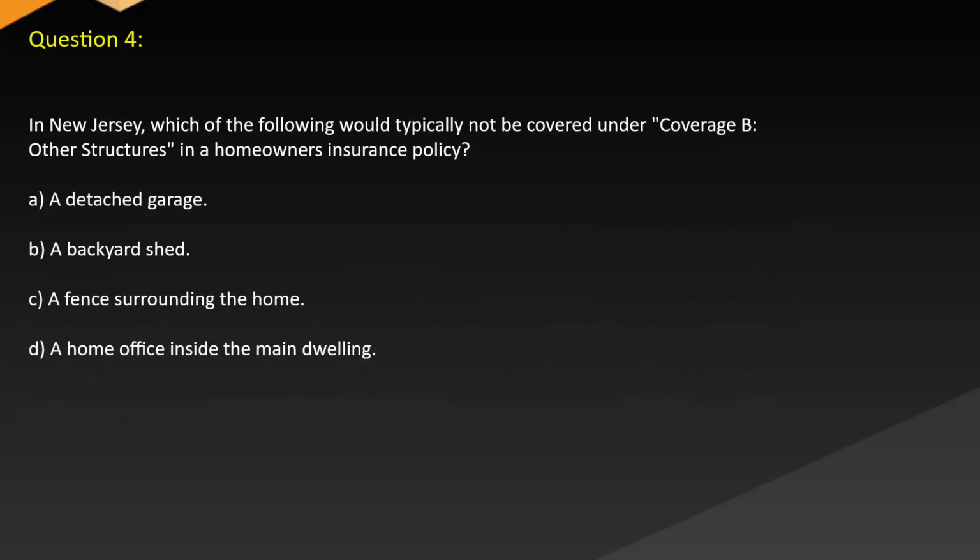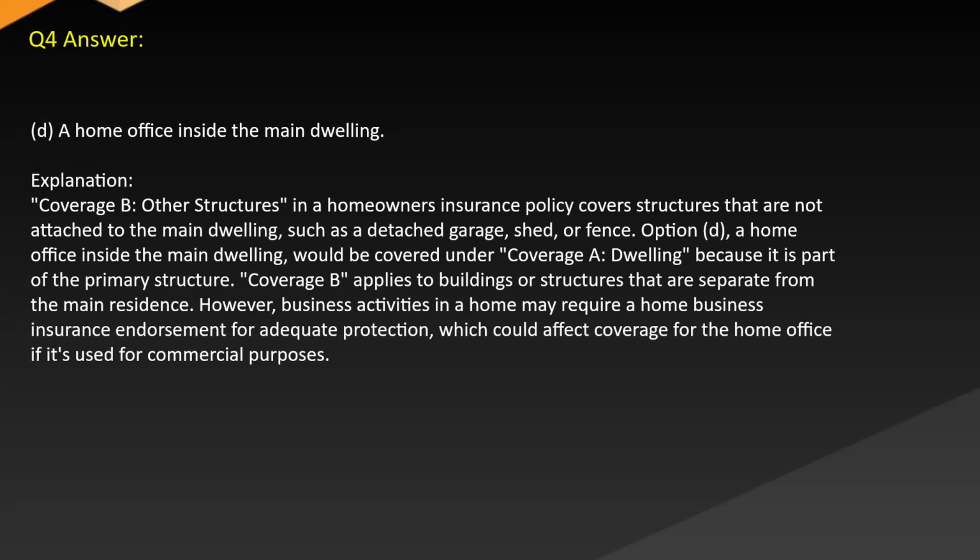Question 4. In New Jersey, which of the following would typically not be covered under Coverage B, Other Structures, of a homeowner's insurance policy? A. The detached garage. B. A backyard shed. C. A fence surrounding the home. D. A home office inside the main dwelling. Answer D. A home office inside the main dwelling.